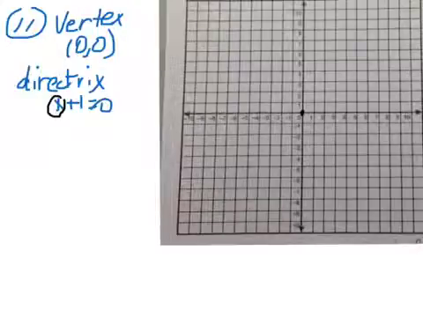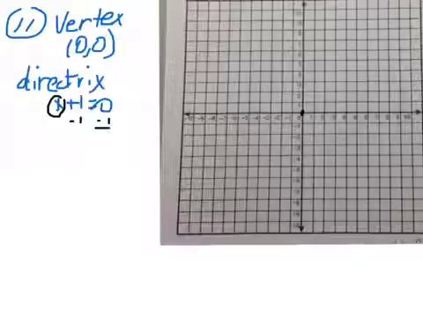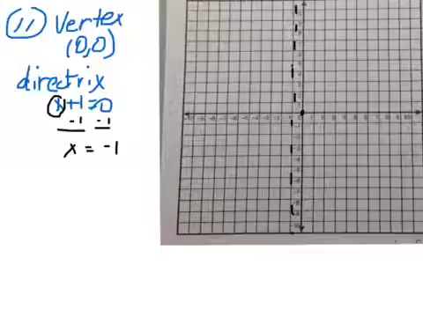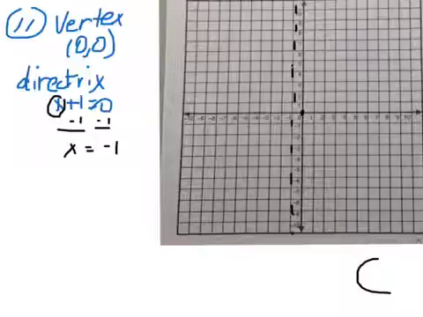So let's solve for x. Let's subtract 1 from both sides. And we find out our directrix is x equal negative 1. So it's a vertical line through negative 1, and so I'm going to sketch that in right now. Okay, now this means that our parabola is going to open like this. It's going to open to the right, and so we have a slightly different kind of equation for that.